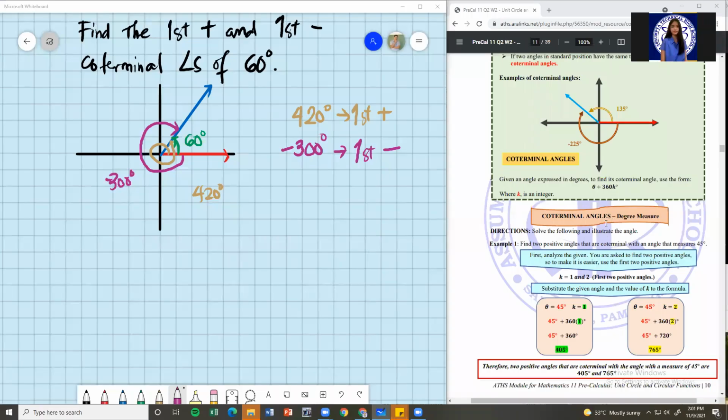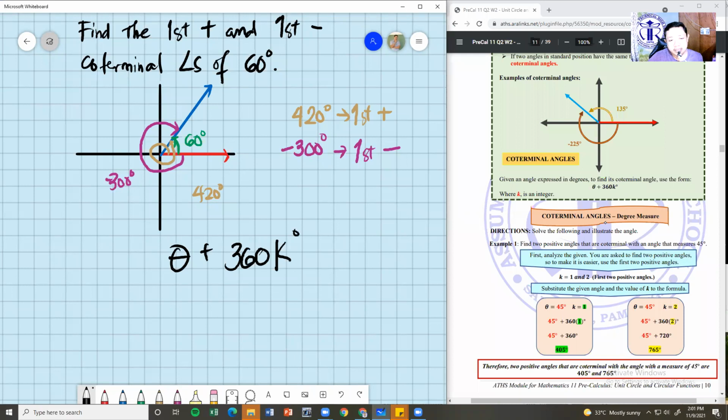So to those who cannot follow that skill of identifying the direction of the angles, you can just simply use the formula theta plus 360k degrees. The reason why I did not teach you the formula is that when it's just a formula and you're just memorizing it, you will not understand the skill and you will soon forget the formula too.